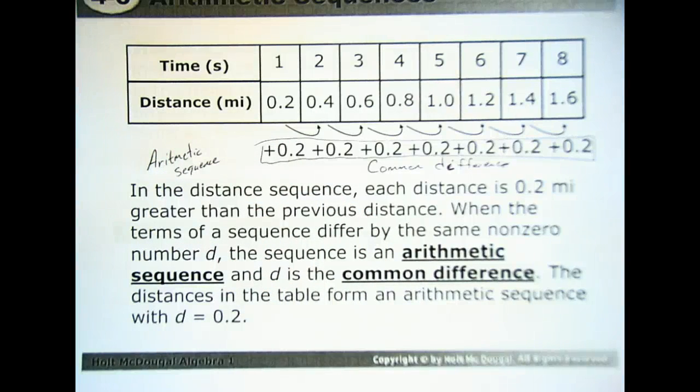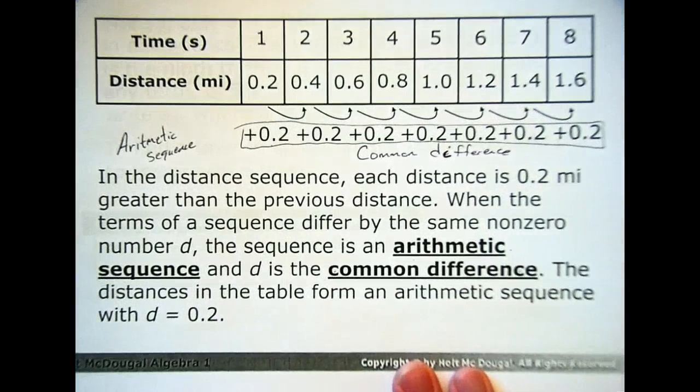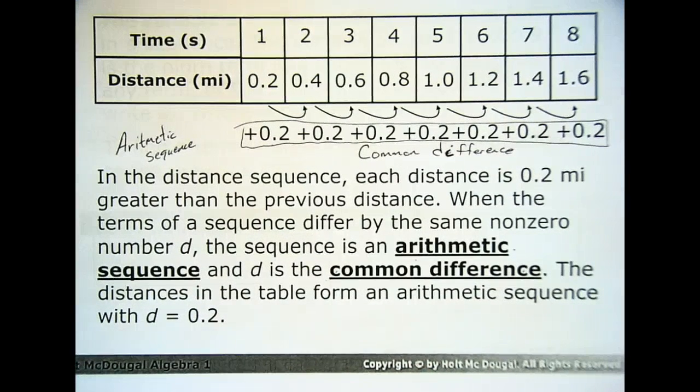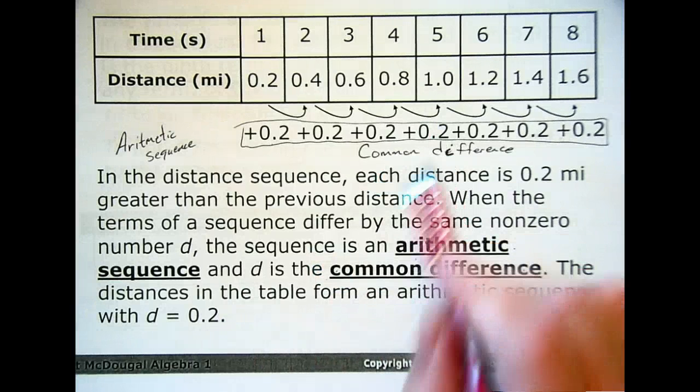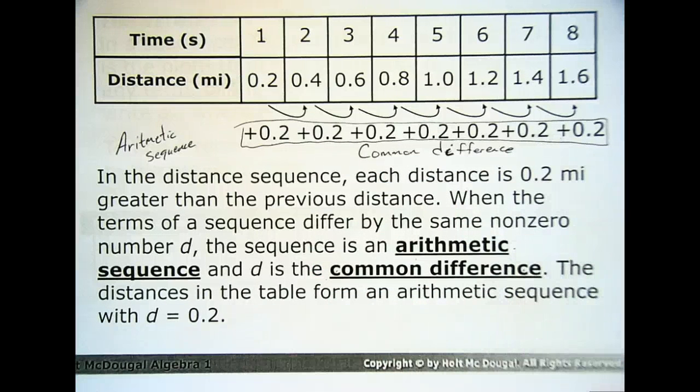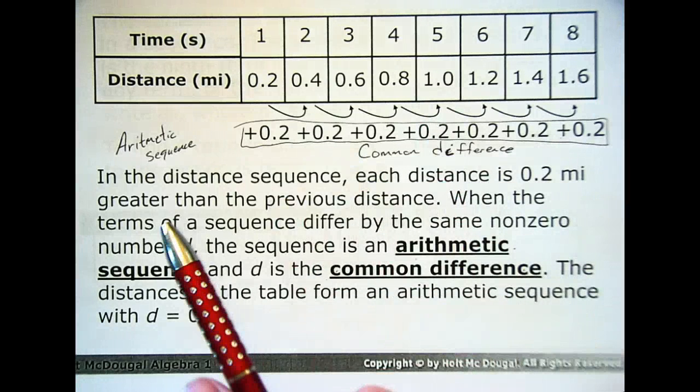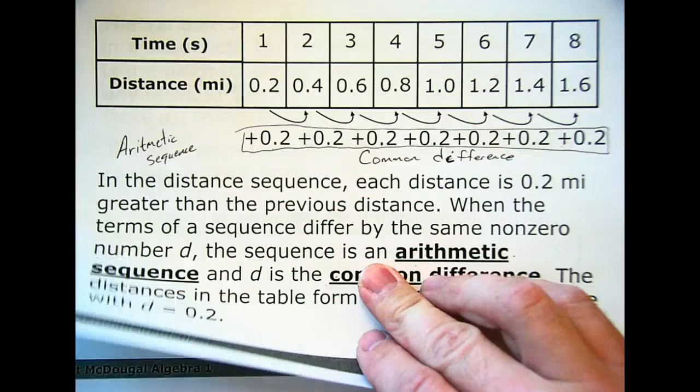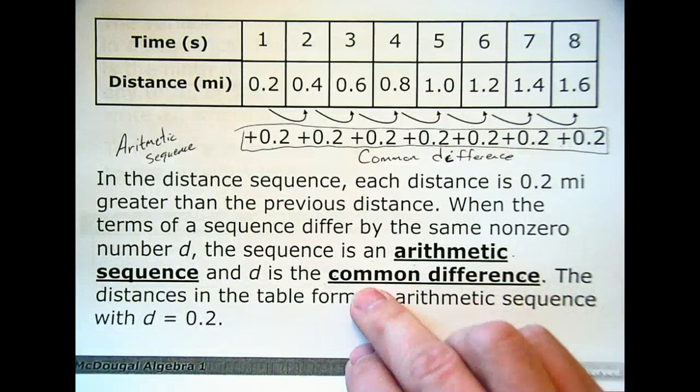Right now I need you to tell your neighbor what you must have in order to have an arithmetic sequence. All right, a volunteer to tell me. Victoria, what do you got? In order to have an arithmetic sequence, we have to have a common difference. Very good. And if we have a common difference, we have an arithmetic sequence. Any questions there?